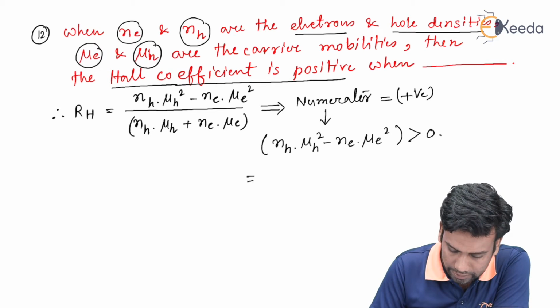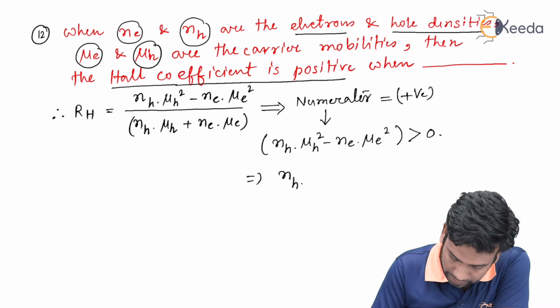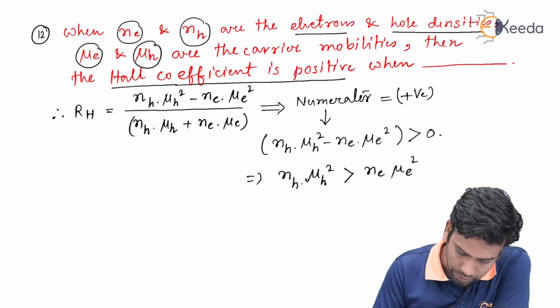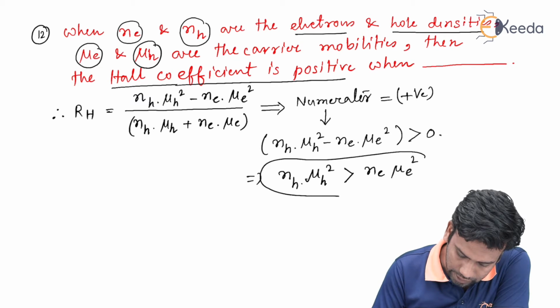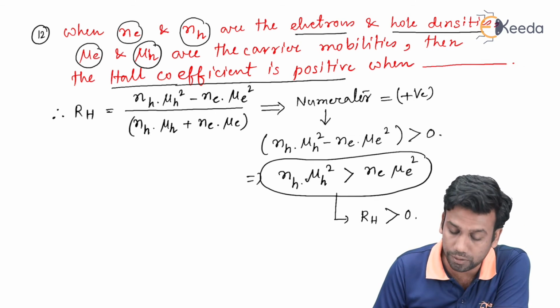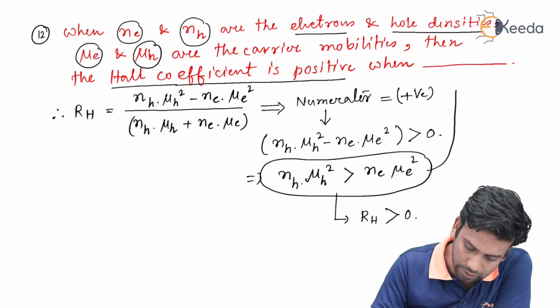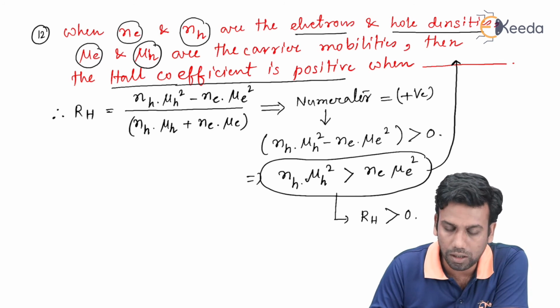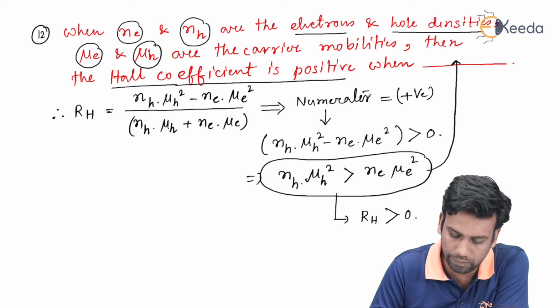If this is greater than 0, then we can write that NH into mu H squared should be greater than Ne into mu E squared, and if this condition takes place, then only we can say that the Hall coefficient will be greater than 0. So this is the required condition in this blank that will give the Hall coefficient of the sample as positive. So this is all about the numerical given. Thank you.